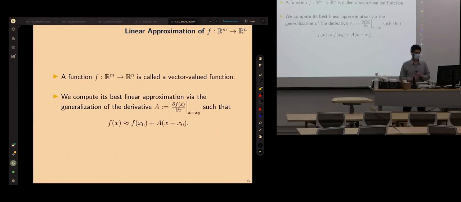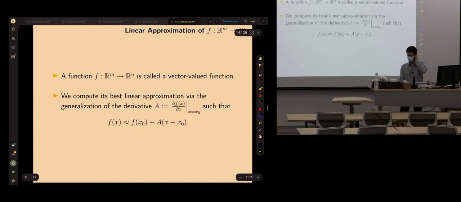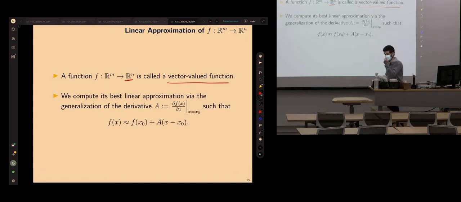So a function that maps from a domain to a vector, this is called a vector-valued function. Now, you're not going to see vector-valued functions in the first course in calculus, but usually after the first course, the second or third course is about multivariate or multivariable calculus. Then they talk about vector functions and generalizations of that.